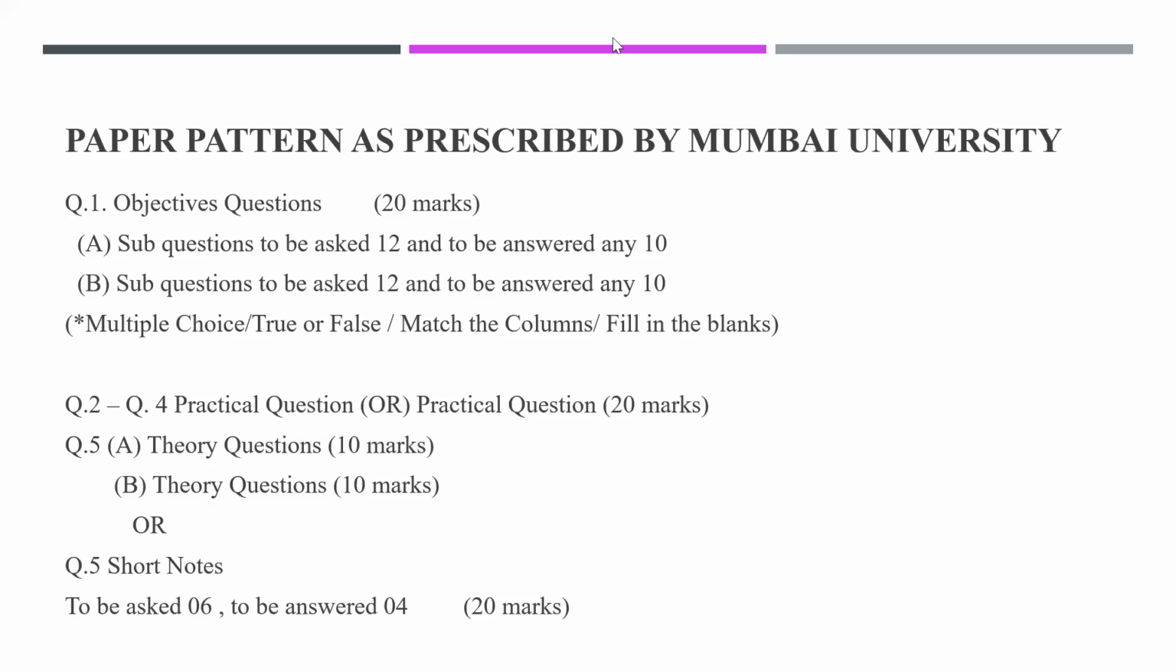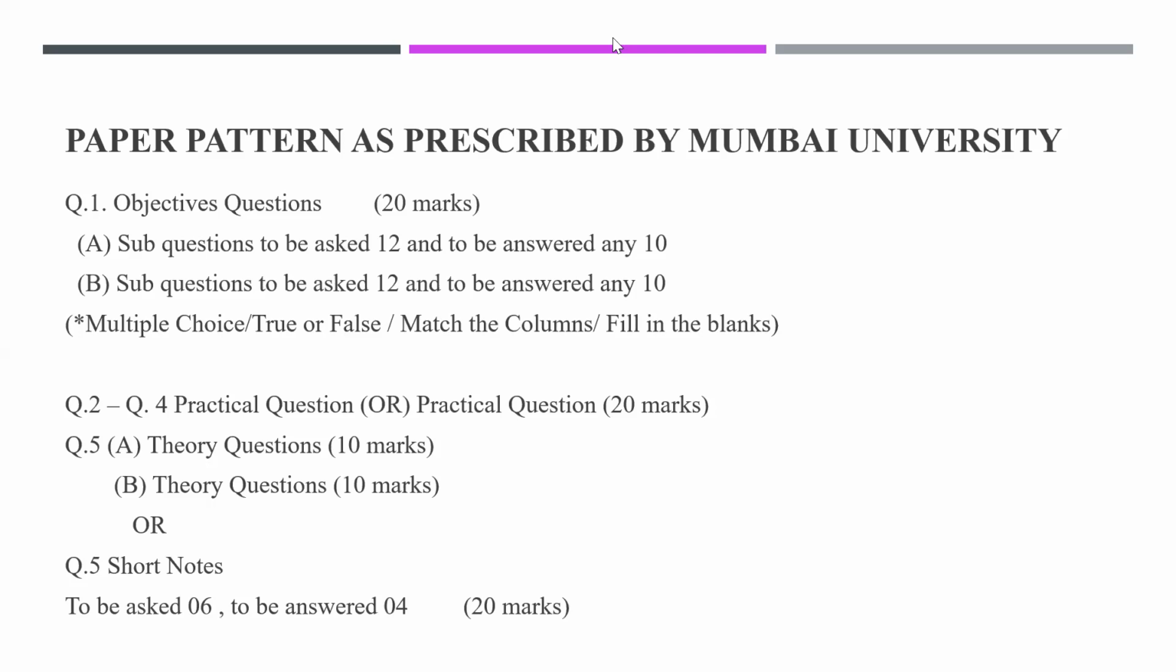In the 100 marks question paper prescribed by Mumbai University, you will have 5 questions. Question number 1 will be an objective question of 20 marks, which will have 2 sub questions, that is A and B, of 10 marks each, having 12 questions, and you have to solve any 10 from 12 questions. The questions that can be asked may be multiple choice questions, true or false questions, match the columns, or fill in the blank questions.